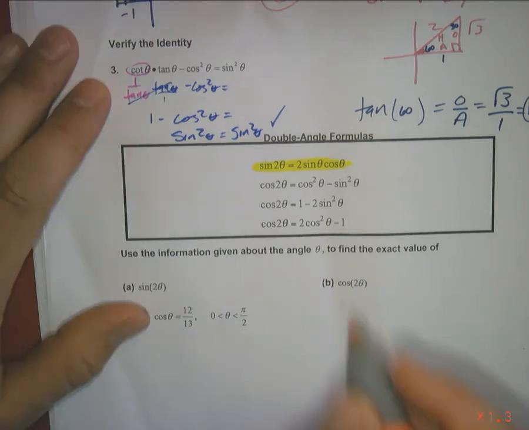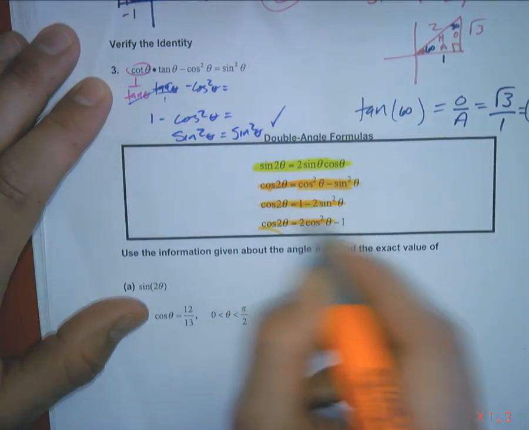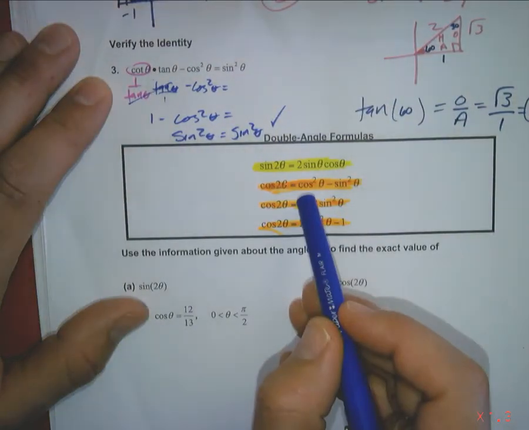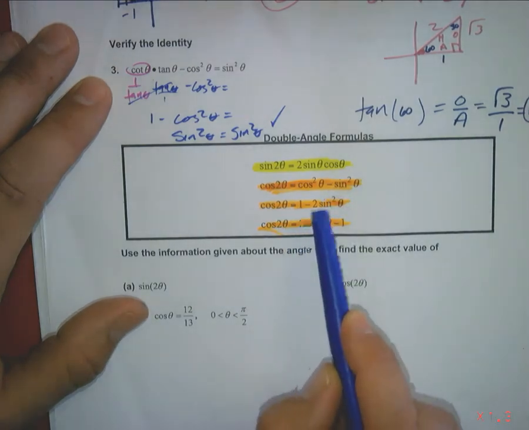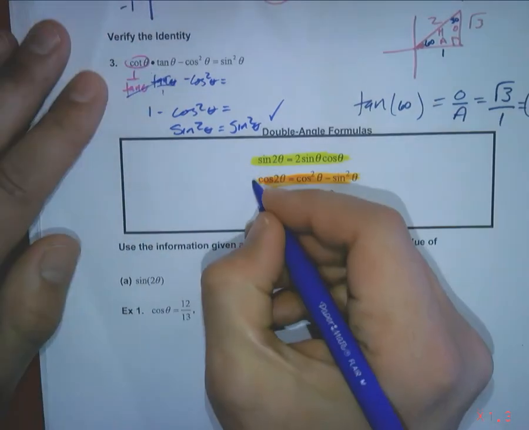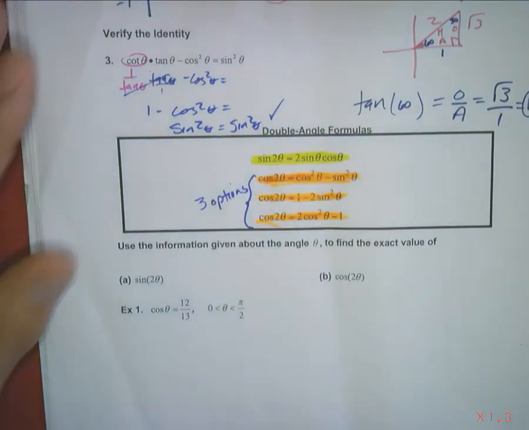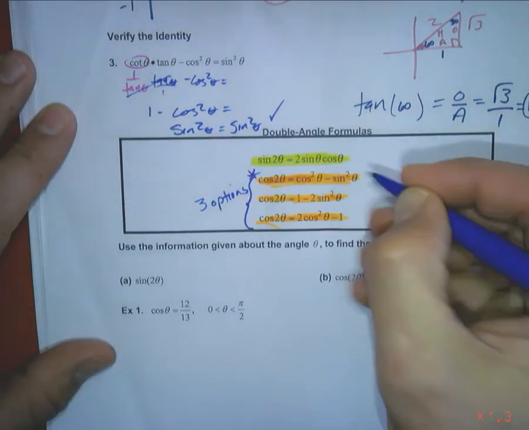And when you look at cosine, you have 3 options. If I have cosine of double theta, that's equal to cosine squared minus sine squared, or 1 minus 2 sine squared, or 2 cosine squared minus 1. So for cosine, you have 3 options. Any one of those 3 will get you the correct answer for cosine of 2 theta, or double theta. Okay? Now, if I had to choose, I would choose the first one.